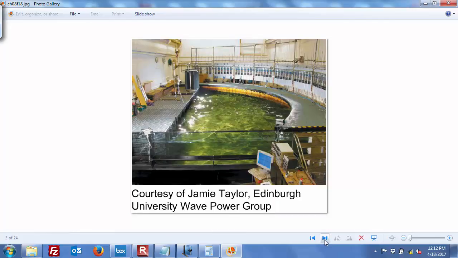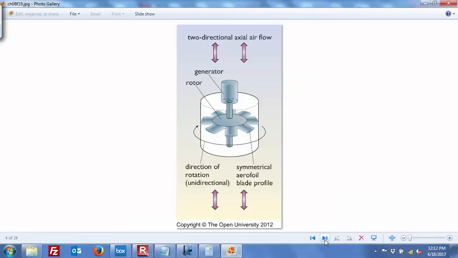It's a cool indoor testing facility. So if you've got your gadget ready to go, you can plop it in here and see how much juice it'll make.